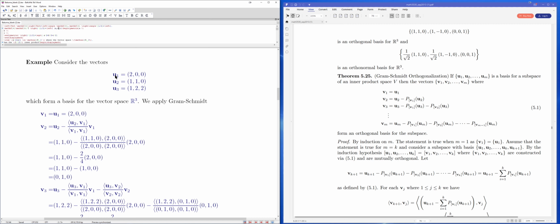So these vectors are not mutually orthogonal. They're not at 90 degrees to each other. However, they are linearly independent and they form a basis for three-dimensional space.